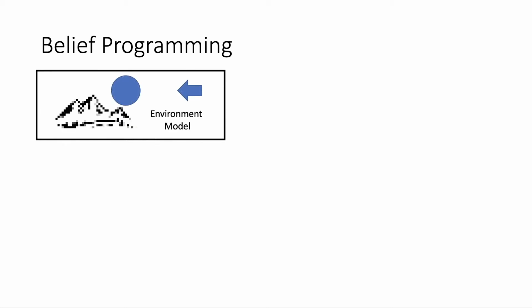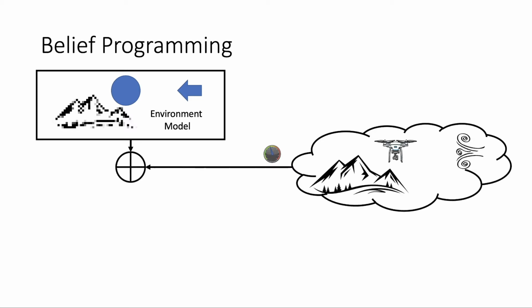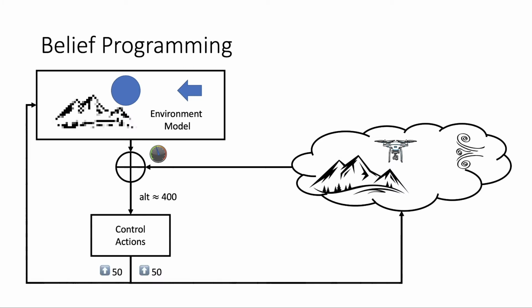So in this work, we present a new programming methodology called belief programming. And here, the developer writes down the environment model, and we have a program runtime that executes the environment model to produce a belief state, which is the set of environments you could be in. We can then combine this belief state with observations from the real world to produce a state estimate. And just like before, we can then use the state estimate to produce control actions.